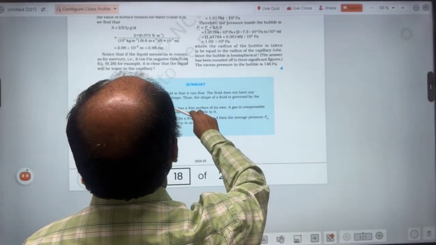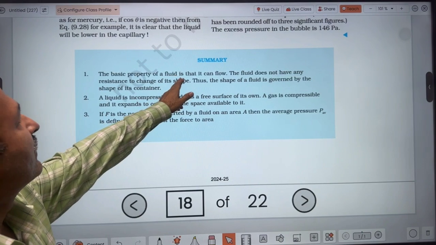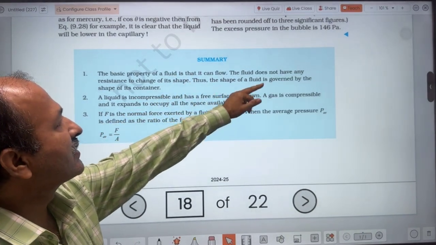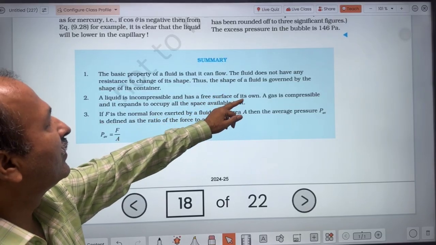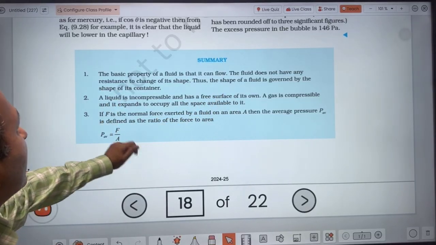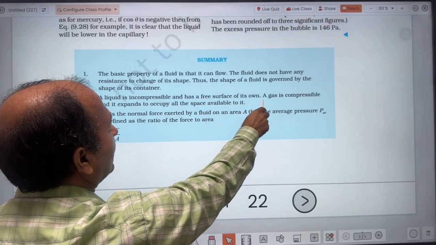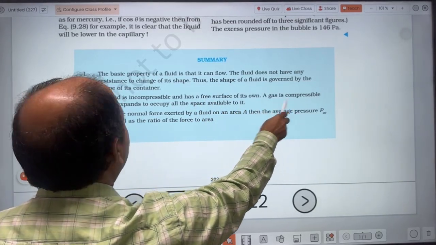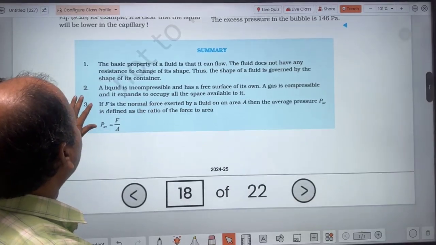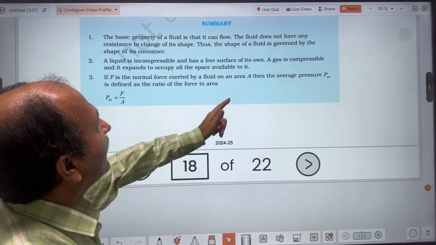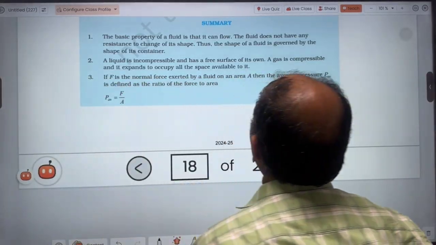Here some basic points are there. We can read them together. The basic property of a fluid is that it can flow. The fluid does not have any resistance to change of its shape. Thus, the shape of a fluid is governed by the shape of its container. A liquid is incompressible and has a free surface of its own. A gas is compressible and it expands to occupy all the space available to it. If F is the normal force exerted by the fluid, then pressure is given by force upon area.